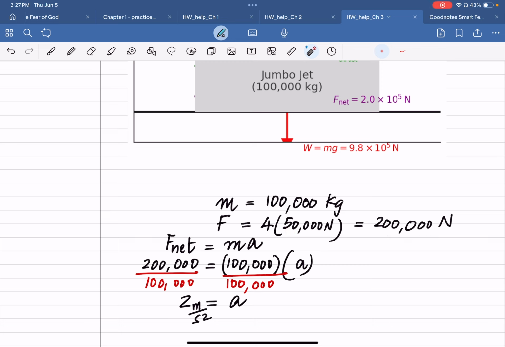Once you get that, use the net force of mass times acceleration. So 200,000 is 100,000 times a. Divide both sides by 100,000 and then cancel this out. And then you're left with 2 meters per second squared. That's it. 2 meters per second squared.